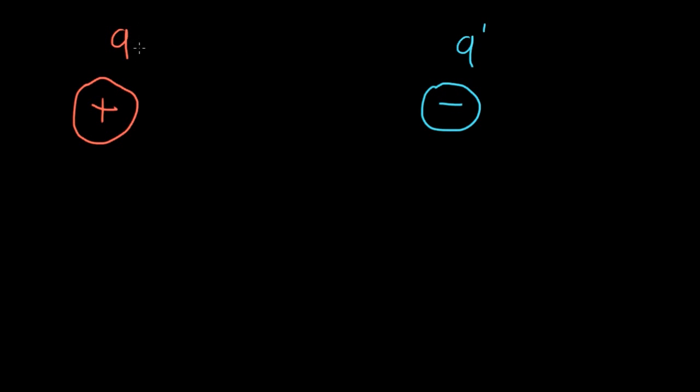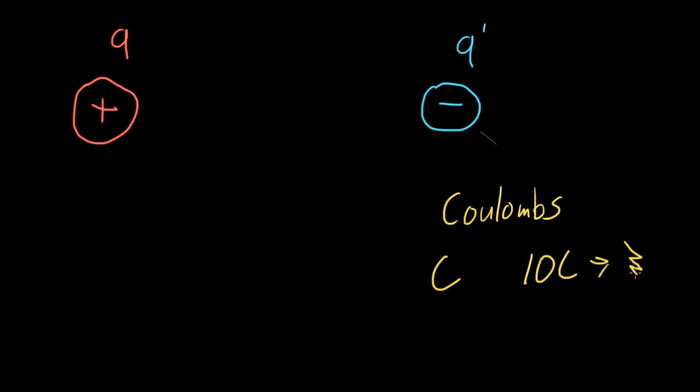Like I said, Q is the symbol for charge. Charges are measured in coulombs, and C is the symbol for coulombs. To give you an idea, 10 coulombs is about how much there is in a lightning bolt. So a coulomb is about a tenth of a lightning bolt.